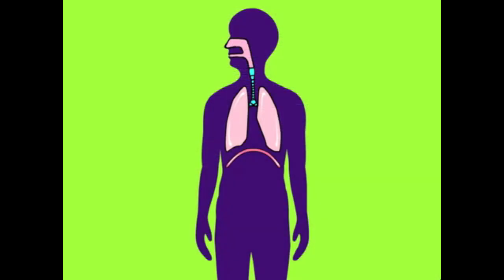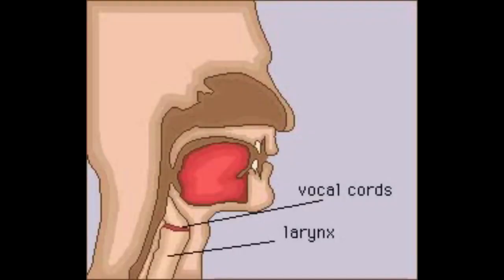The respiratory system is made up of the trachea, the lungs, and the diaphragm. The voice system is made up of the larynx and the vocal cords. The vocal cords are the vibrating element that produces sounds with a varying tone and loudness.